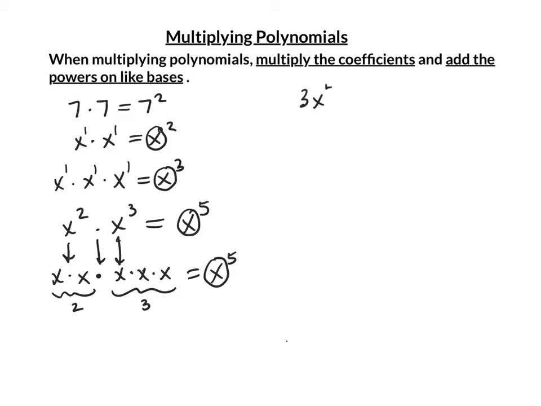3x to the fourth times 4x to the fifth. There are 4 x's multiplied here and 5 here. They're going to be 9 altogether. And because I can multiply in any order, and there's times between the 3 and the x to the fourth, and times between the 4 and the x to the fifth, I can go ahead and take 3 times 4 and say it's 12x to the ninth.